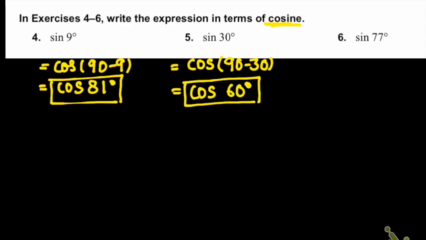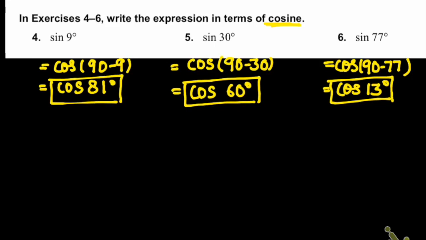All right, if I do question number 6, same thing. It's going to be cosine of 90 minus 77. That's going to be what? Cosine of 13 degrees. You just subtract it and get the complementary. The solution for this is here, and solution for this is here. So I hope you get it. Let's move to the next 3 problems.